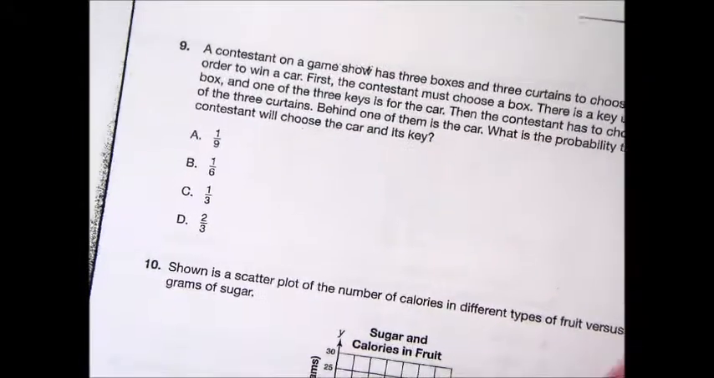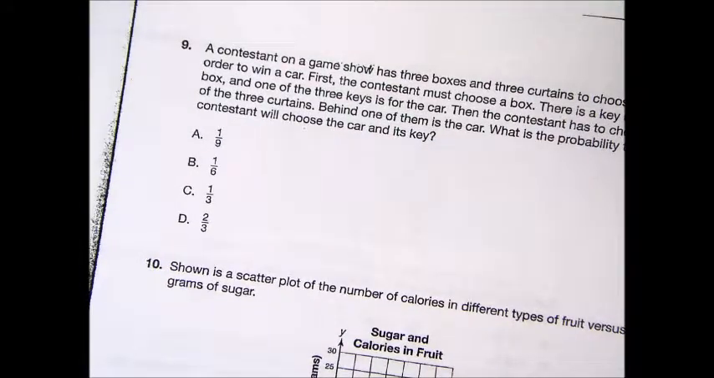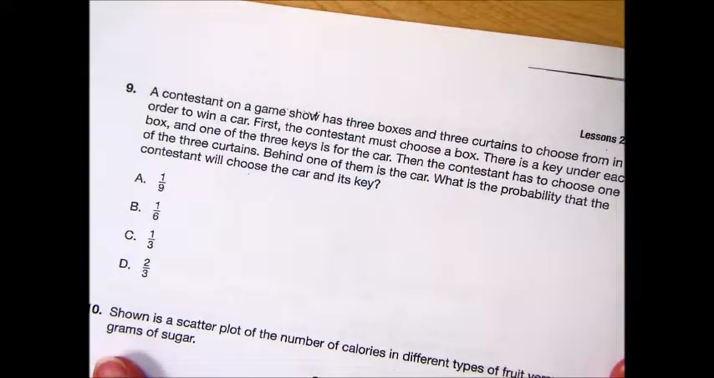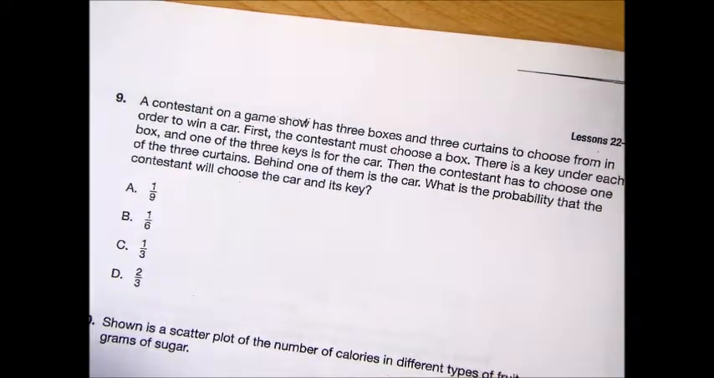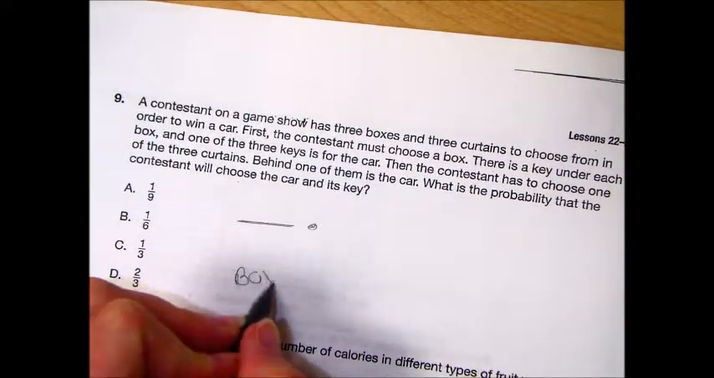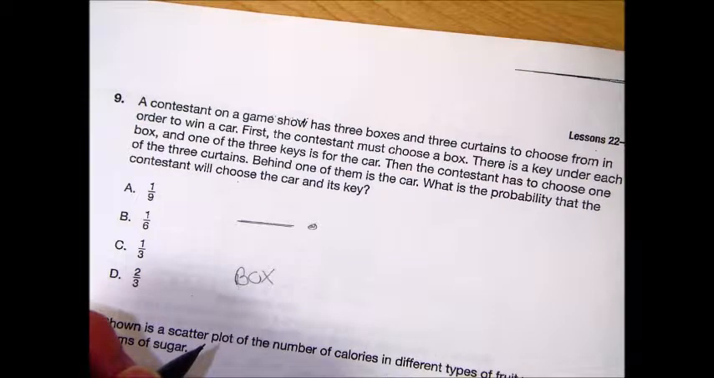Okay, we're going to do number 9. A contestant on a game show has 3 boxes and 3 curtains to choose from in order to win. First, they must choose a box. That is a fraction. This is my box fraction. There is a key under the box, and one of the 3 keys is for the car.